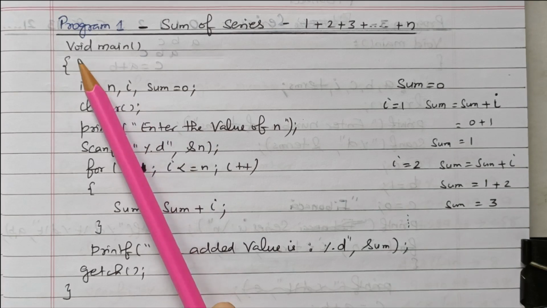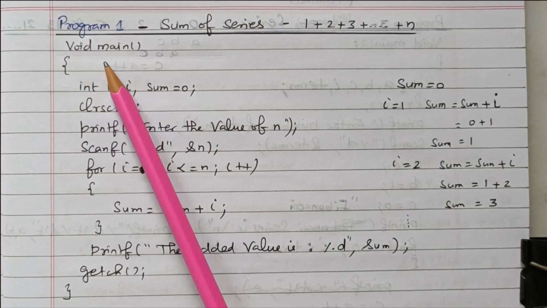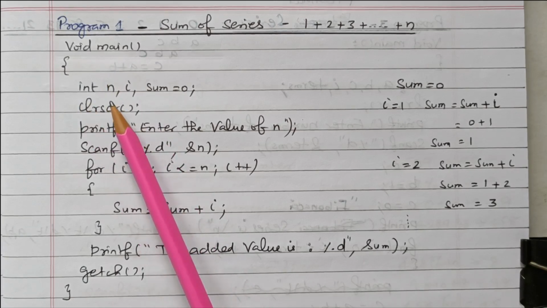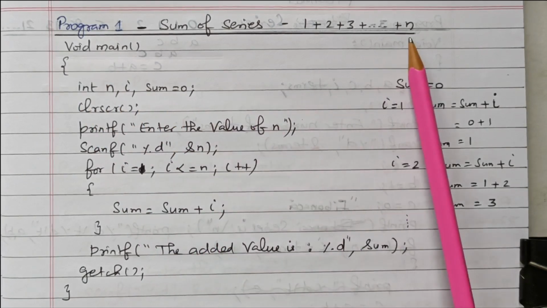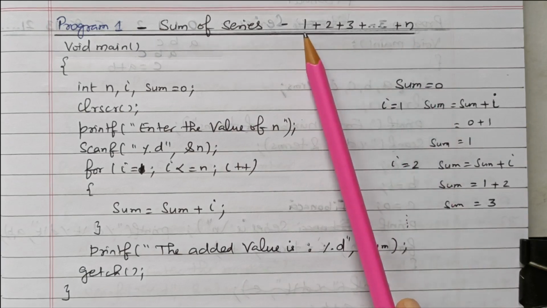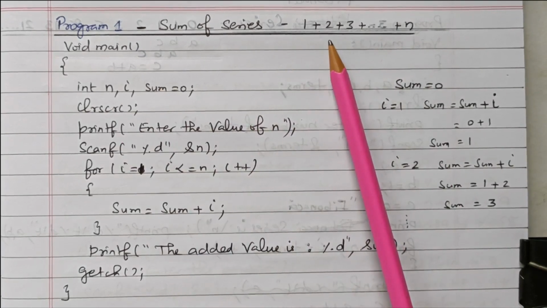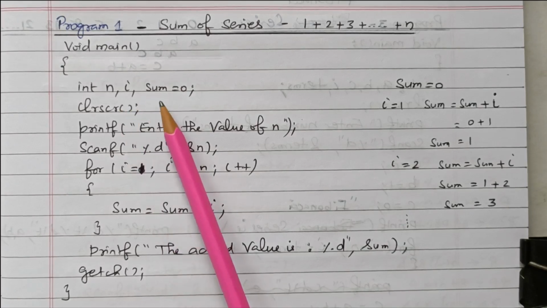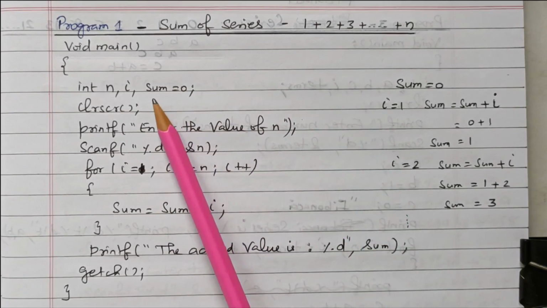Now we'll open the main program, void main, open the braces. We include the header files stdio.h and conio.h. Then we declare the integer variables n, i, sum. The n is the maximum value in the series, starting from 1 and going up to n. This series can be formed by using a for loop. For that we are using the variable i. The final answer, the addition of this series, is stored in sum.